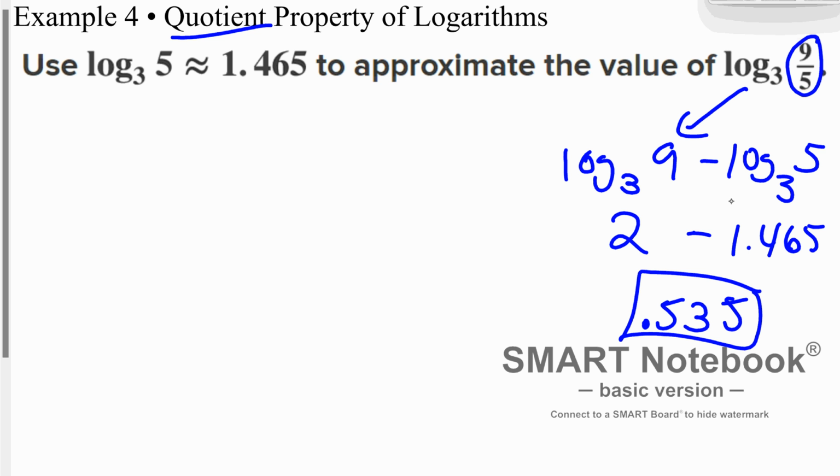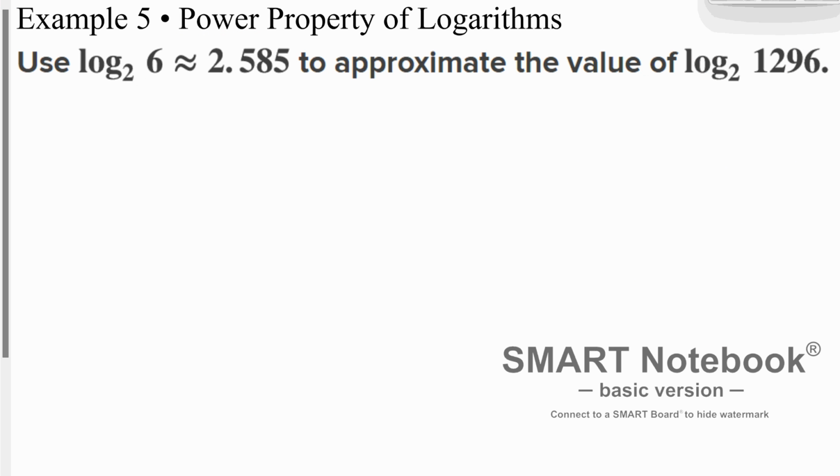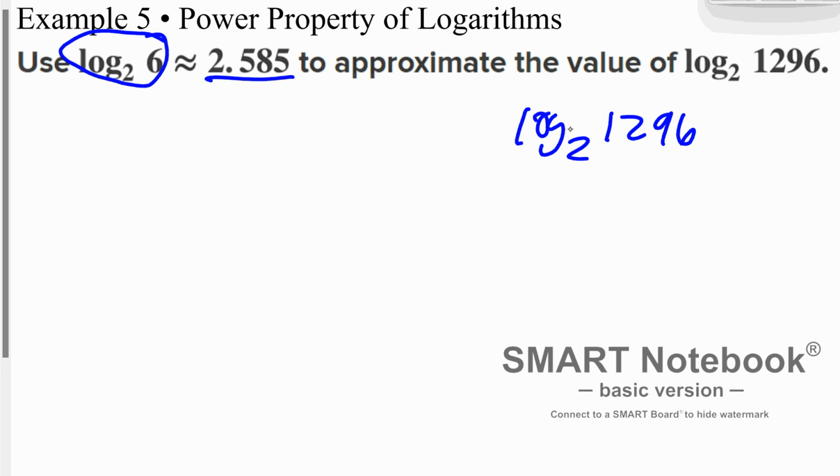I believe that is correct. Yep, okay. So there's that one, and let's go ahead and do the last one. This time it says log base 2 of 6 is approximately 2.585, and we're taking log base 2 of 1296. I want to rewrite 1296 as a power of 6. So 6 raised to what is 1296? That would be the 4th. So 1296 can be written as 6 to the 4th.